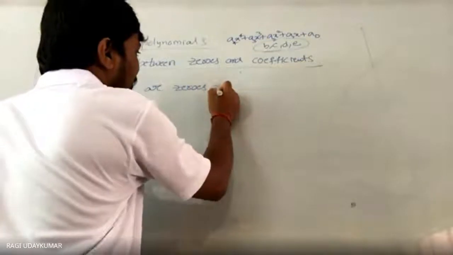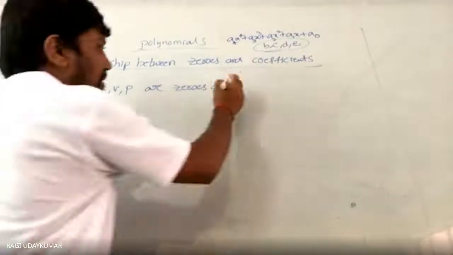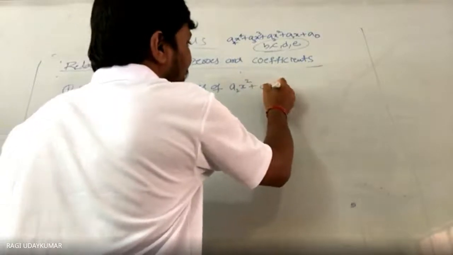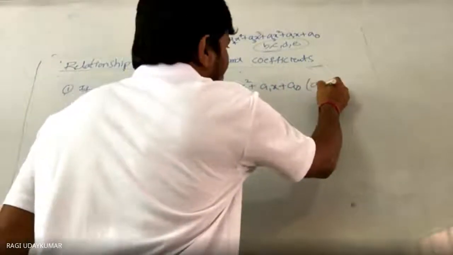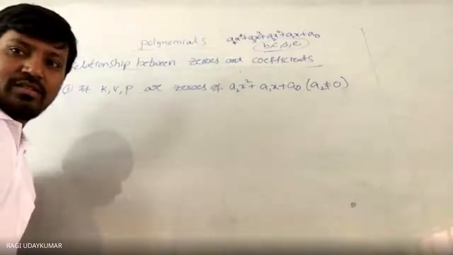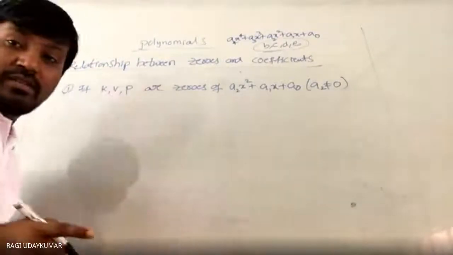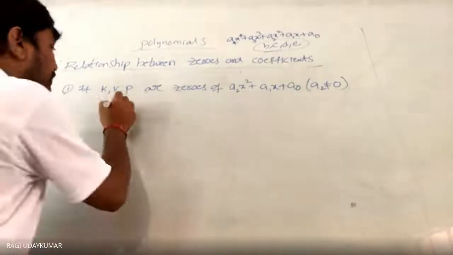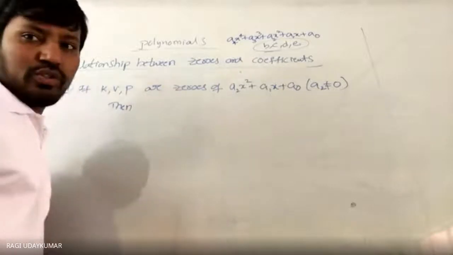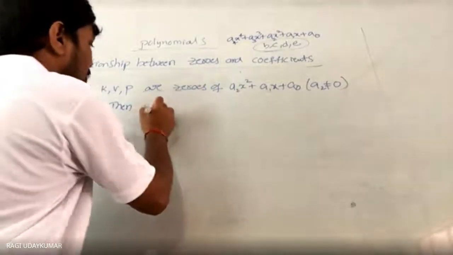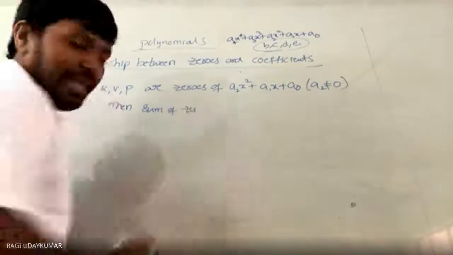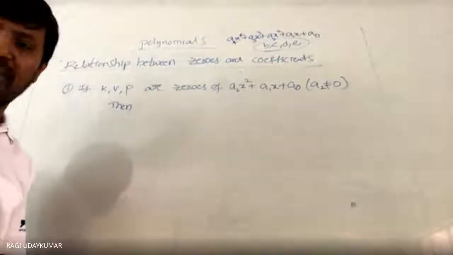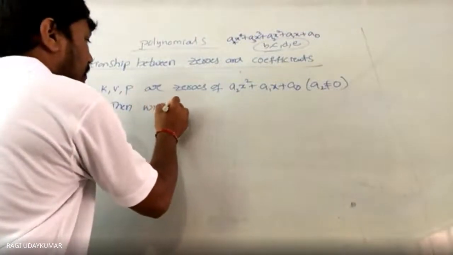K, V, P are zeros of a2x² plus a1x plus a0, where a2 is not equal to 0. Then write the sum of the zeros. Then write the relationship between the zeros and coefficients. Sir, it is a quadratic polynomial. How can it have 3 zeros? Sorry, wait. One more I need to include.